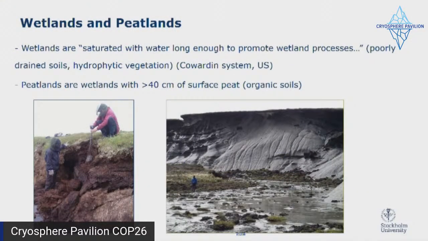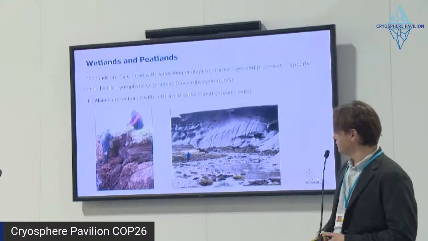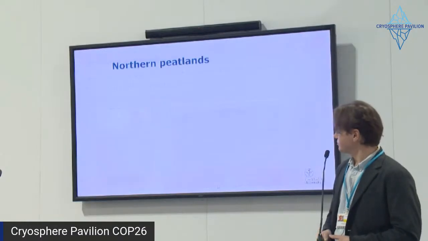You see a person there for scale, standing contemplating this wetland. This wall behind him is pure ice and frozen soil. It's about 30, 40 meters high. And as this thaws, it creates a wetland environment with very dynamic greenhouse gas emissions associated with it.